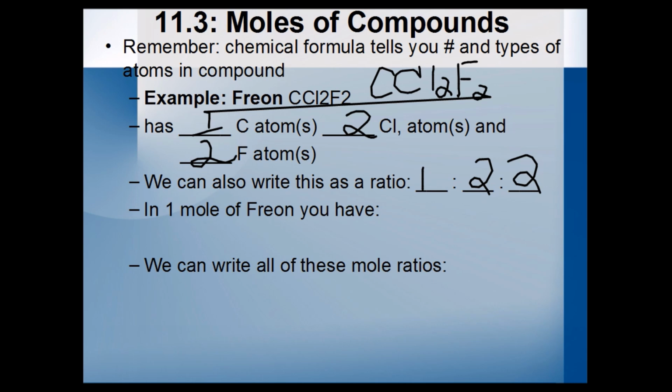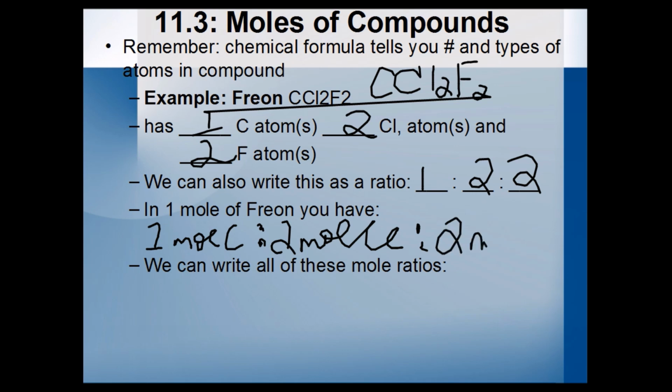We could write this as a mole ratio. Okay, we could say in 1 mole of Freon, you have 1 mole of carbon, 2 moles of chlorine, and we could say we have 2 moles of fluorine. You can write mole ratios as a fraction, and that's how we use them in our dimensional analysis as our conversion factors.